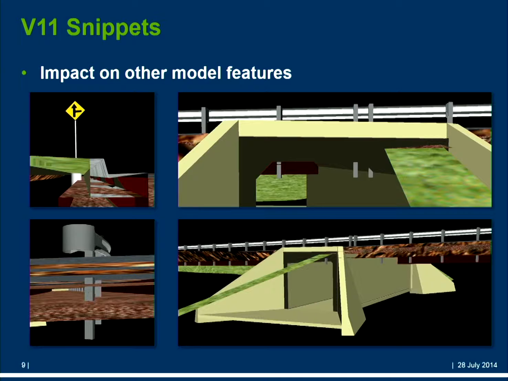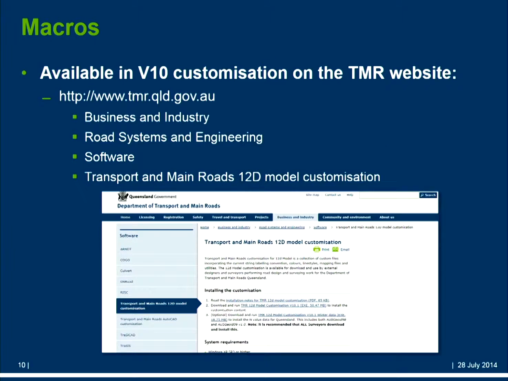But at least you can see where something's not quite working and make adjustments. So all the macros I'm going to cover off on now are available in our customisation from the TMR website. We notice they like changing the navigation arrangements every now and again, just to keep everybody on their toes. But that general path there is pretty stable.